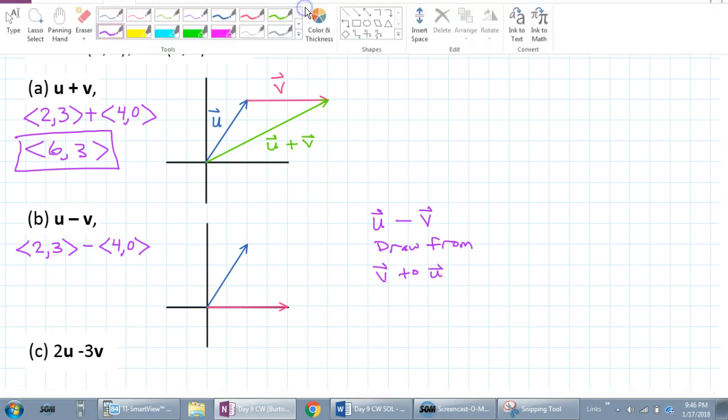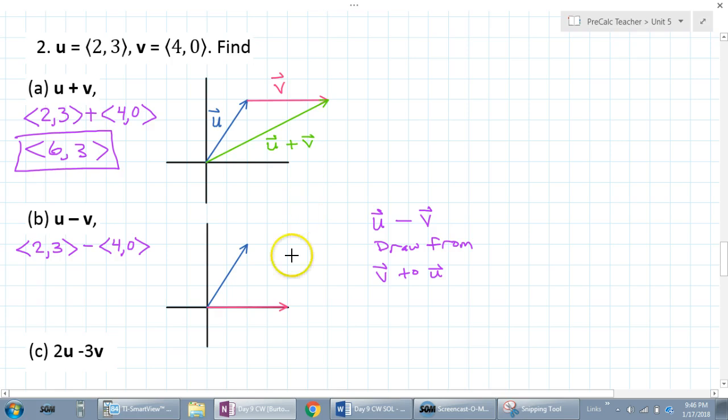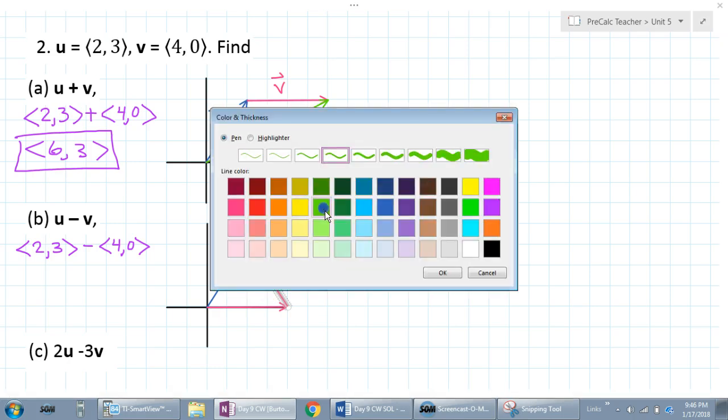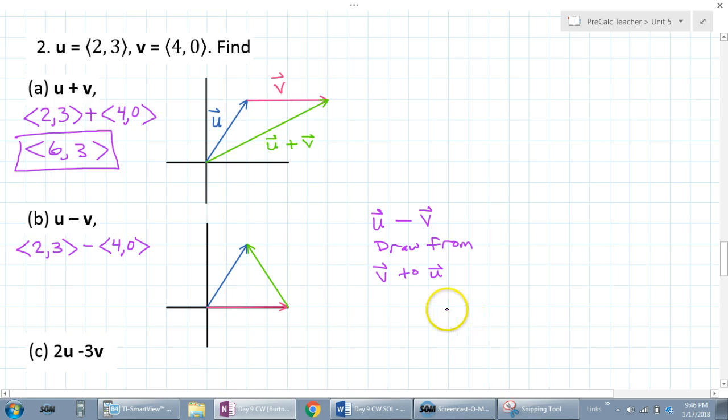So that's what I'm going to do now. And I'm going to draw my resultant vector from vector v to vector u. So vector v to vector u. And I always make my resultant vectors green. Alright, so this should be vector u minus v.